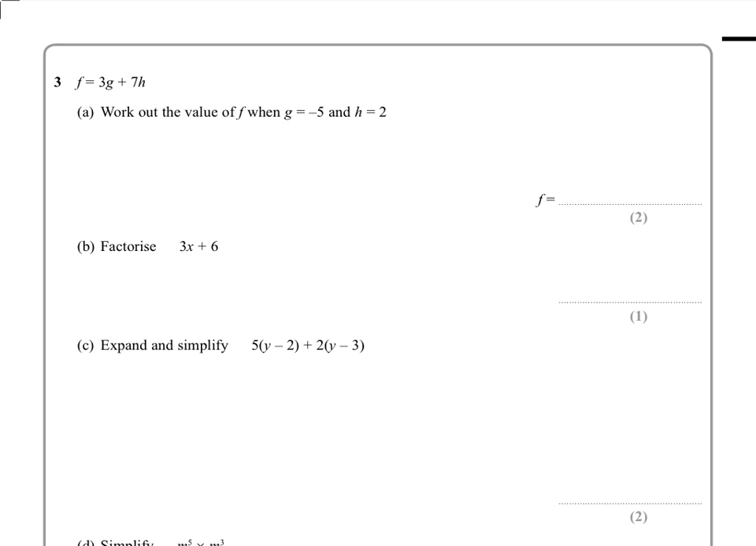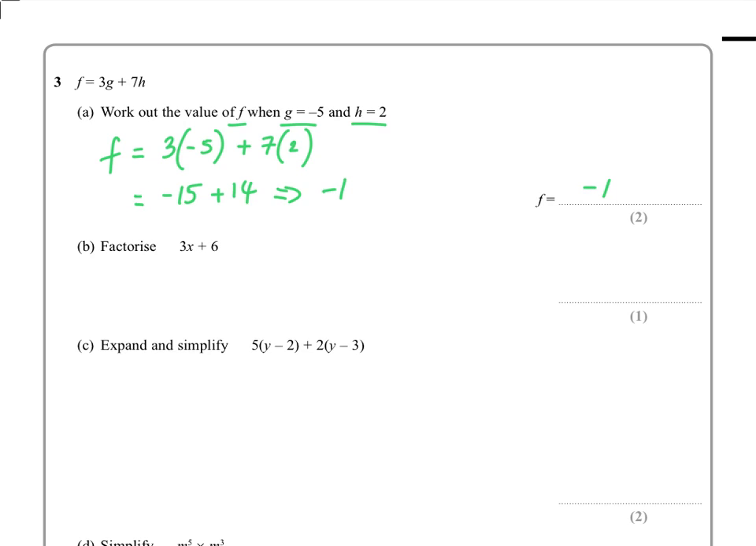For this question, you're asked to work out the value of f when g is -5 and h is 2. So we would have f equals 3 lots of -5 plus 7 lots of 2. That would be -15 plus 14, which would be -1.